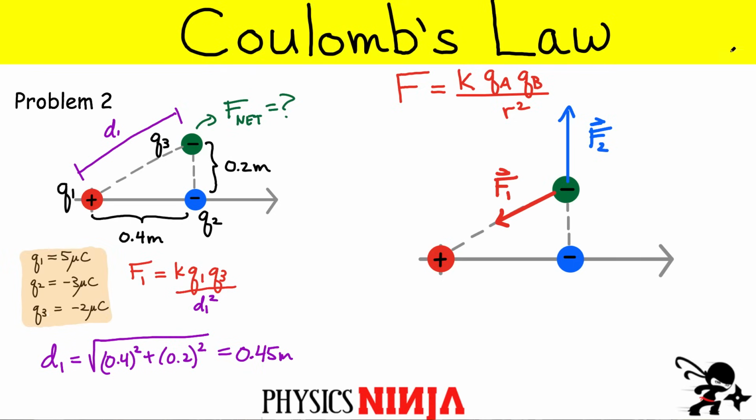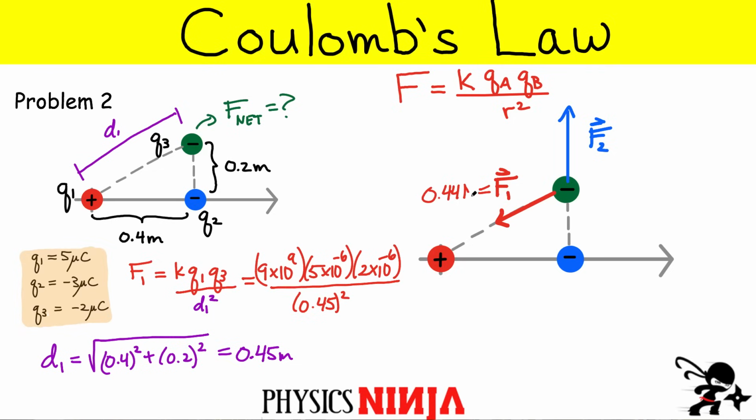All right, now you can go ahead and substitute everything to find how big this force is. So we get 9 times 10 to the 9. Q1 was 5 times 10 to the negative 6. What else? Q3 is still negative 2 microcoulombs. I'm not going to put the negative sign again. That only tells me the direction of the force. And at the end, I need to divide by 0.45 and square that value. You substitute in all the numbers here. What you should find now is a force that's approximately equal to 0.44 newtons. And this is the direction here. It's kind of at an angle.